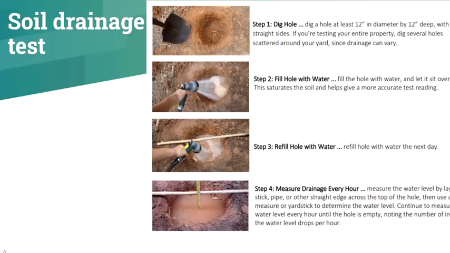If it's less than an inch an hour, the drainage is too slow, and you're going to have to amend the soil with good organic amendments, or put plants in there that tolerate wet soil. If the drainage is more than 4 inches per hour, then it's draining too fast and the soil will dry out too quickly. So you'll want to plant something that tolerates drought.